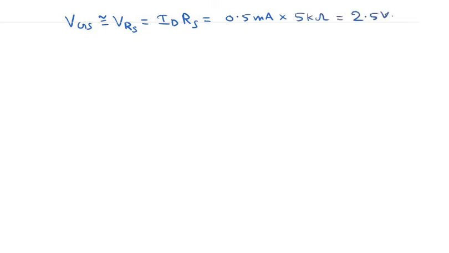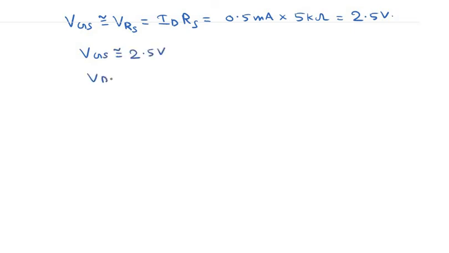Now it is given that the voltage drop across the resistor RS is approximately equal to the voltage VGS. So VGS is approximately equal to VRS, and VRS is equal to the drain current times RS. So 0.5 milliamperes times 5 kilo ohms is equal to 2.5 volts. So VGS is approximately equal to 2.5 volts.